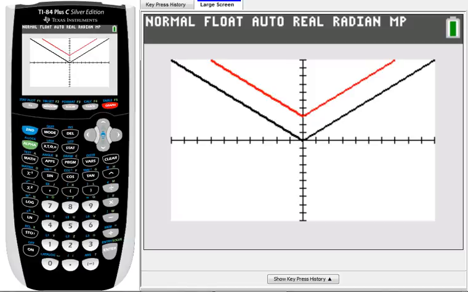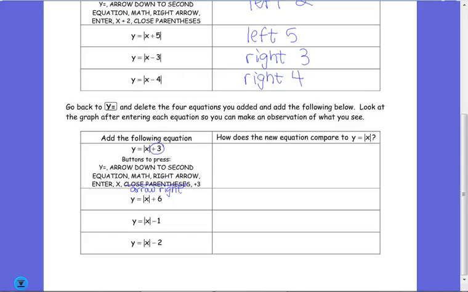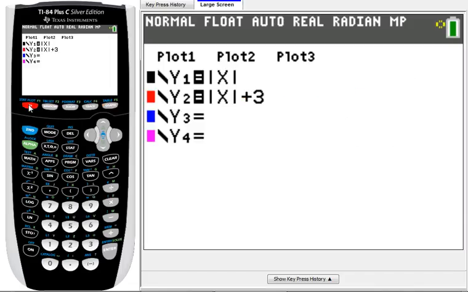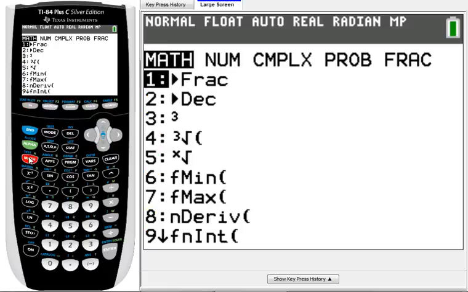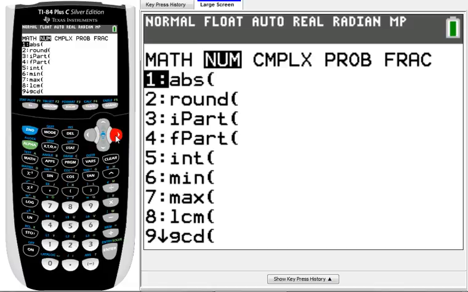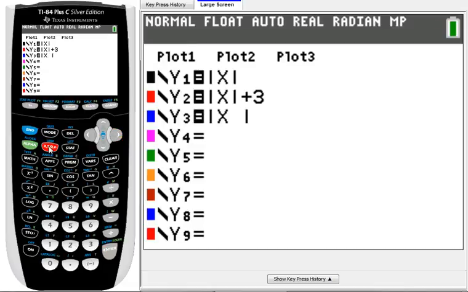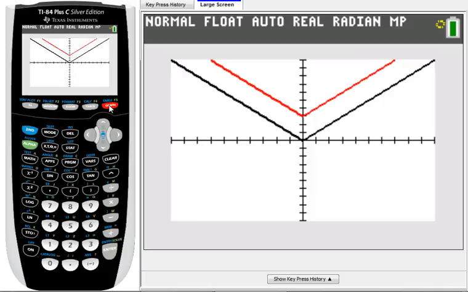Okay, so let's look at our next equation. We are looking at absolute value of x +6 outside the bars. Go back to y equals. New equation. Math, arrow right, there's your absolute value. Put in your x. Arrow over +6. So we're going to press graph and let's see what happens. Okay, so pause the video and write down what change you see this time.